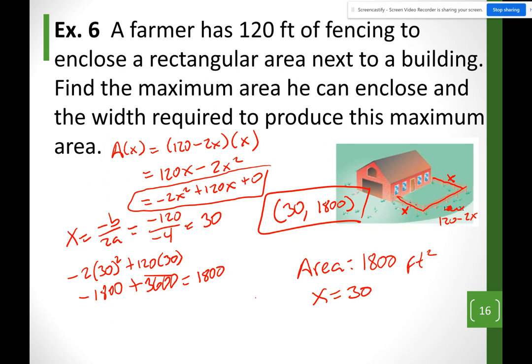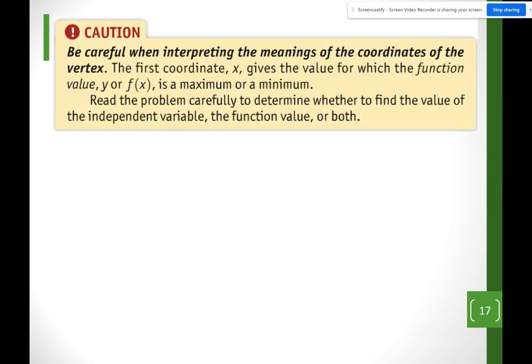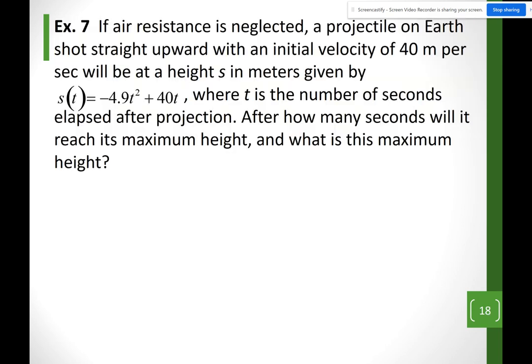So as a matter of fact, let me put. Remember how the width, I called it x? So find the maximum area he can enclose and the width required to produce this maximum area. Vertex helps us out. Be careful when interpreting the meanings of the coordinates of the vertex. The first coordinate, the x value, gives the value at which the function value, y or f of x, is a maximum or minimum. So let's take a look at this one.